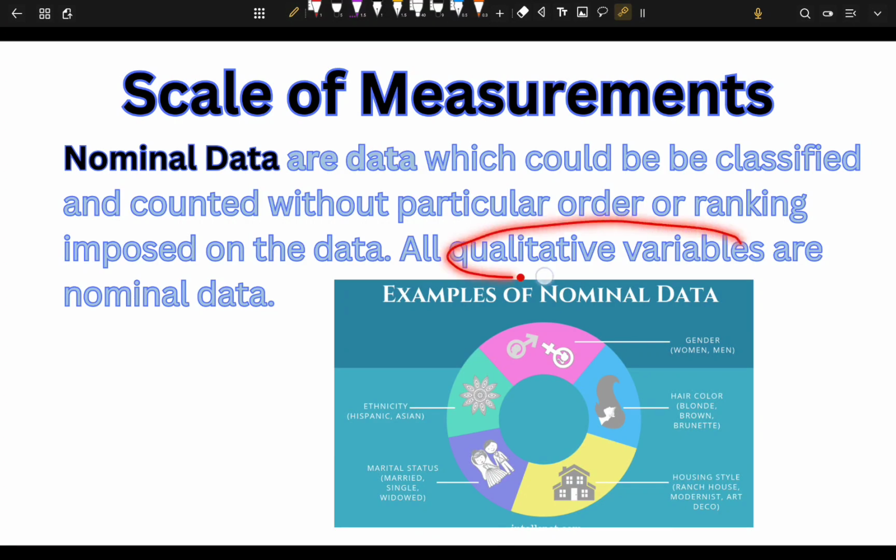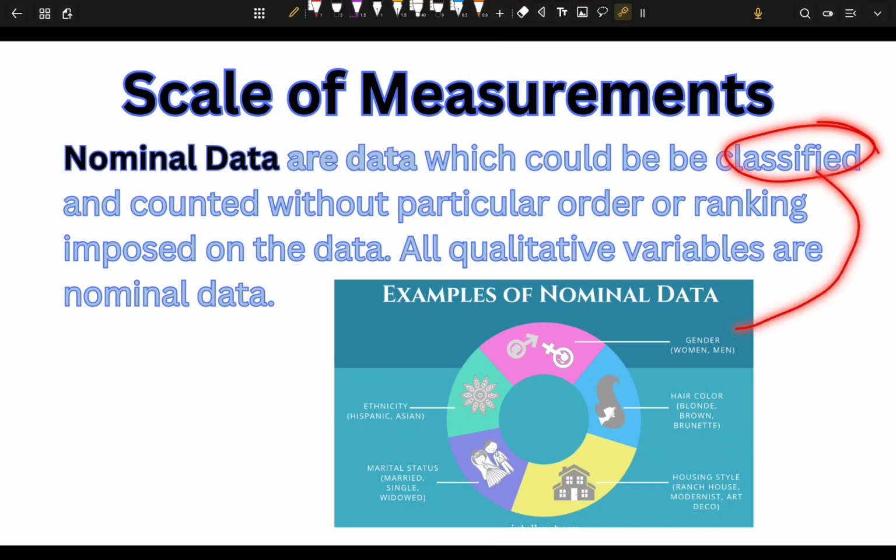Pag sinabi natin qualitative variables, 'di ba? Ito yung klase ng mga variables na attributes yung mga binibigay. Under nga ng nominal data yung mga qualitative variables. So ibig sabihin, nabibilang natin sila. Na-classify and nabilang. So pag sinabi natin classification, mapupunta yan sa iba't ibang classification. Gender ba yung kinuha mo? Hair color ba yan? Eye color ba yan? Status in life ba yan? So, yun yung classification. And bibilangin lang natin kung ilang data meron doon sa classified na category.